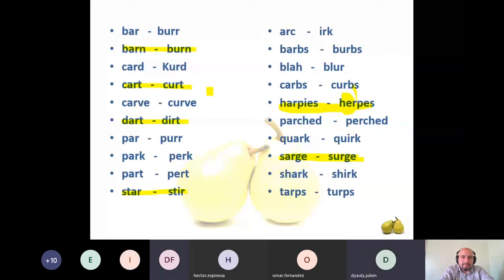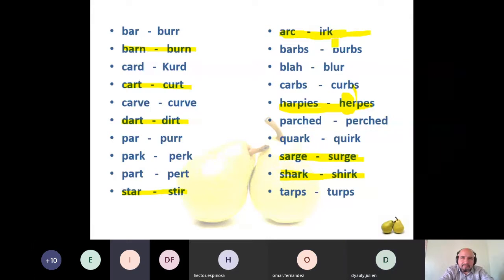Bard, barn, bird, burn. Excellent. Next one. Shark, sure. Shirk, shock, shark. Shirk. Sure. Exactly. I know you see a letter I here, but the sound is shirk. Shark. Exactly. Next one.